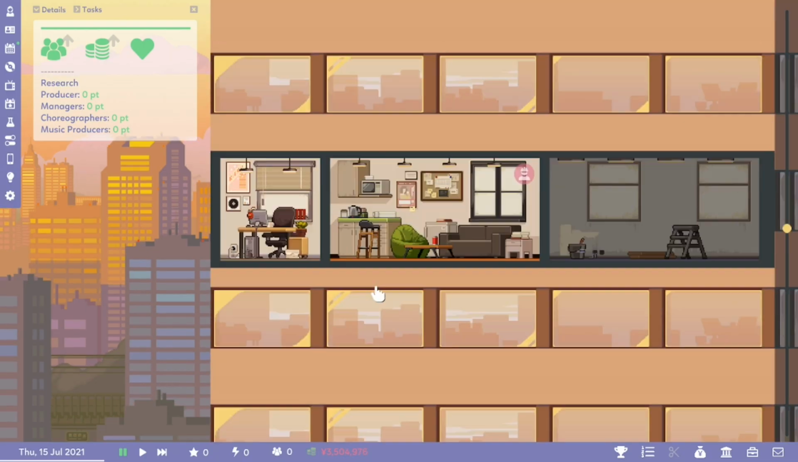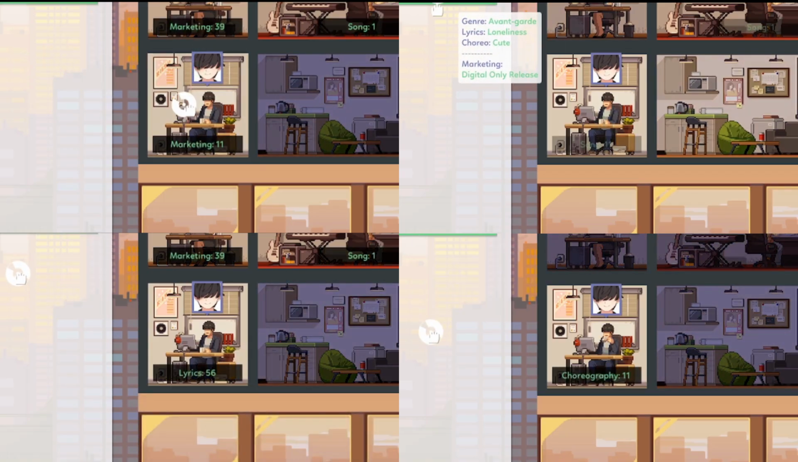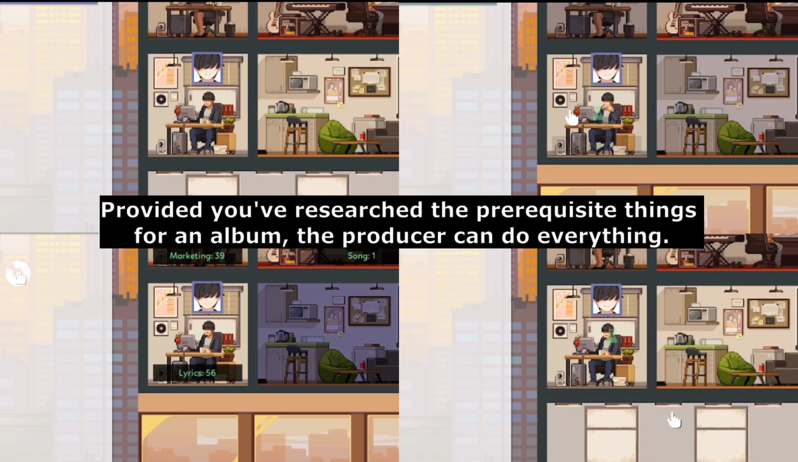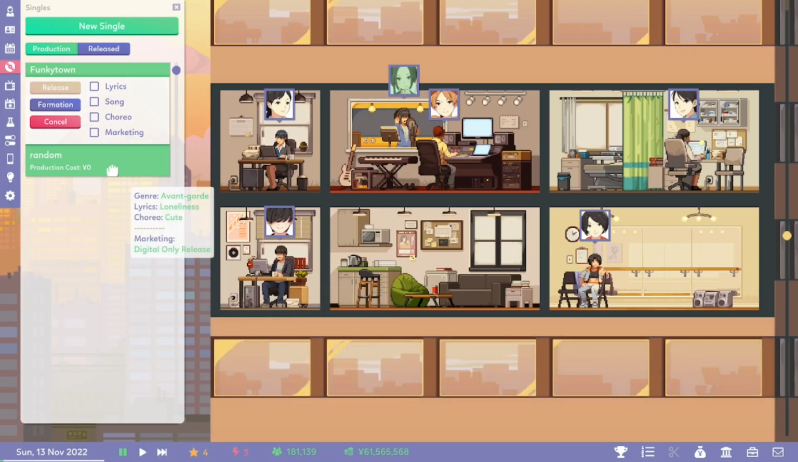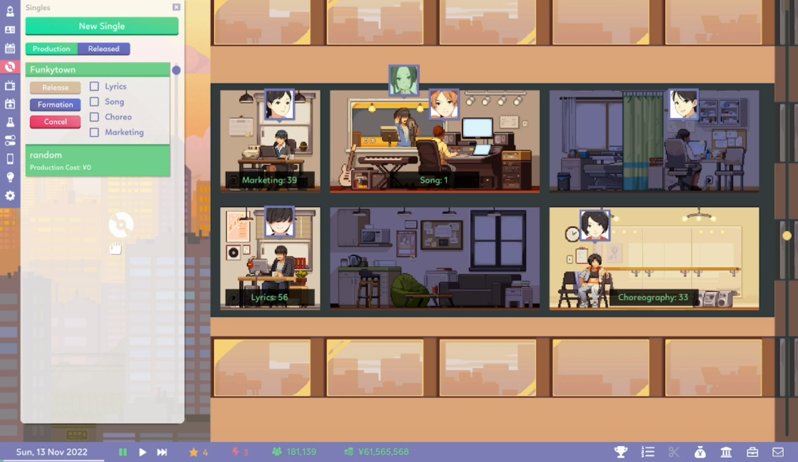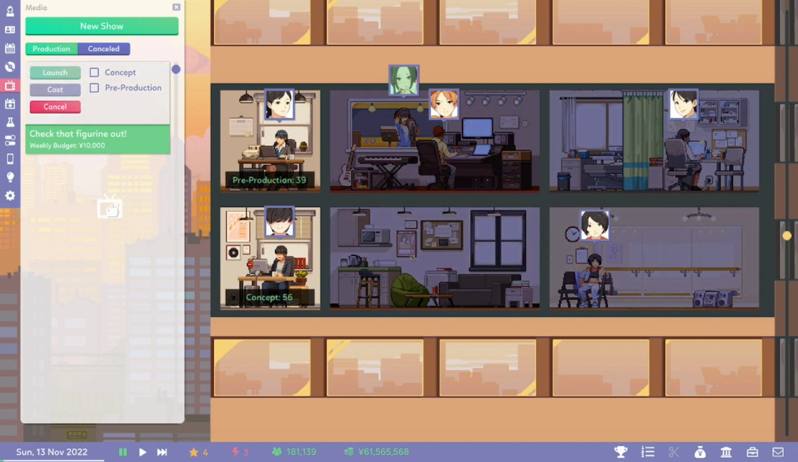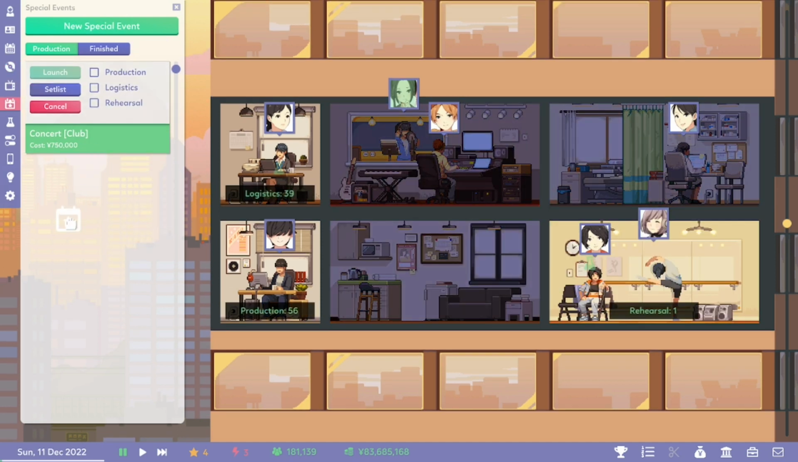In this game, the producer is capable of practically doing nearly all the things that you must do for an idol group. The only thing the producer is capable of doing decently is providing lyrics for singles, concepts for medias, and finally, producing events like concerts. But he can do other things, albeit rather poorly.